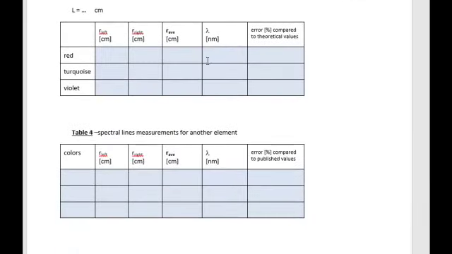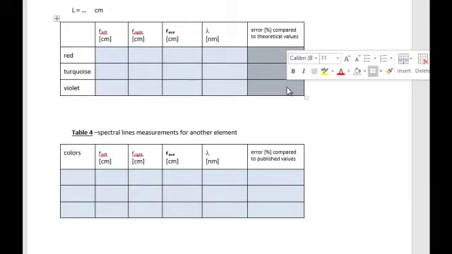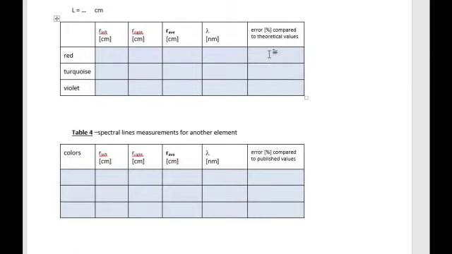Right, so these would be the measurements, and you come up with an error here, and I can tell you that I did really good measurements. The error is quite small. In fact, it's kind of like a systematic error. Okay, these are spectral line measurements for another element, we're not going to do that.